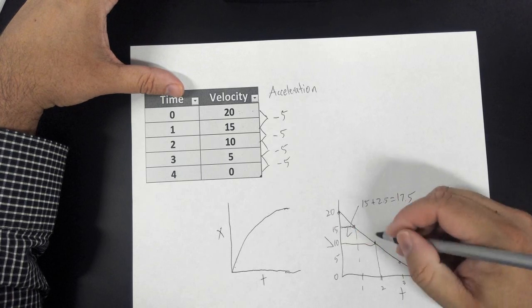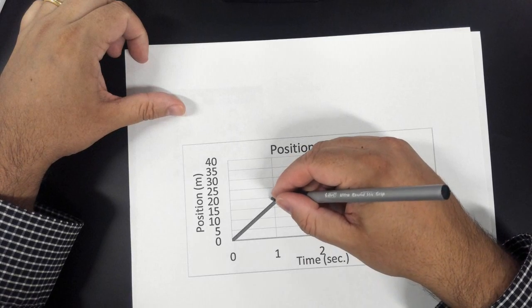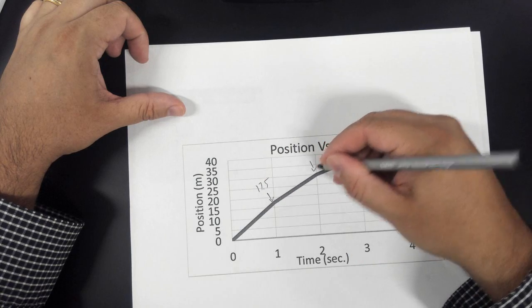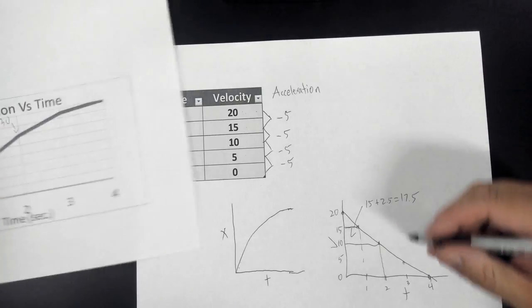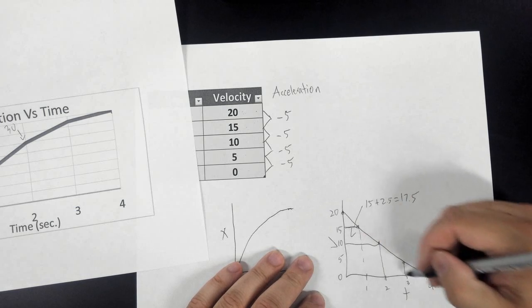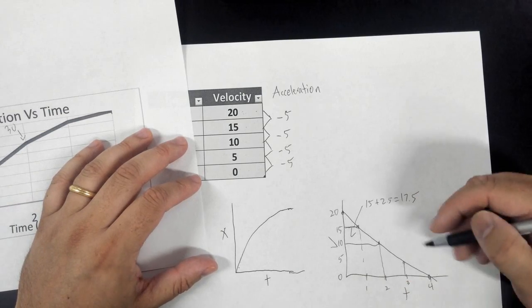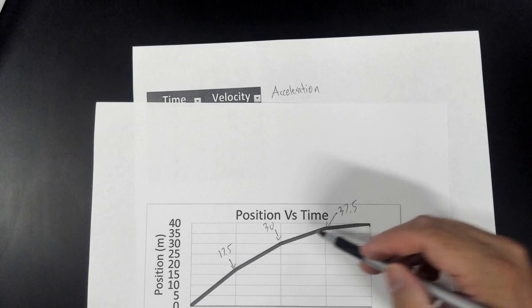If I continued this, then at 2 seconds, I'd have to find the area of this triangle and this rectangle here. I would find that the displacement would be 17.5 here, and at 2 seconds, it'd be up to 30. Then at 3 seconds, I'd have to find the whole area of this here. So I'd have to split this up into rectangles and triangles, because that's the only thing we can find the area of easily at this point. If I did that, I would find that it equals 37.5. And so that tells me where it is at any given time.